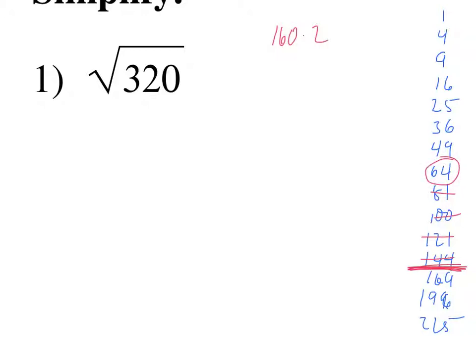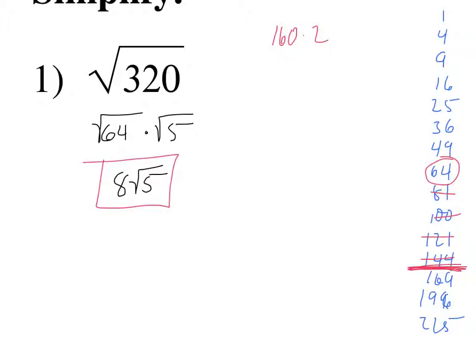And so we rewrite our square root as the square root of 64 times the square root of 5. Well, the square root of 64 is 8. That's how we know what perfect square we're taking out, folks. That's the test.